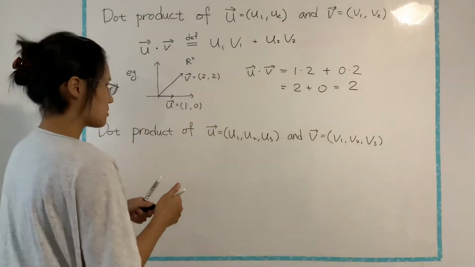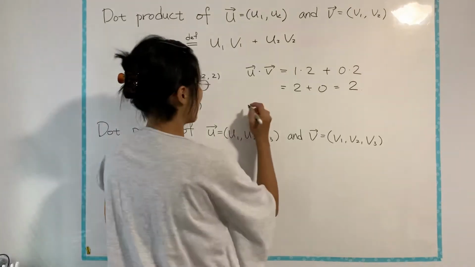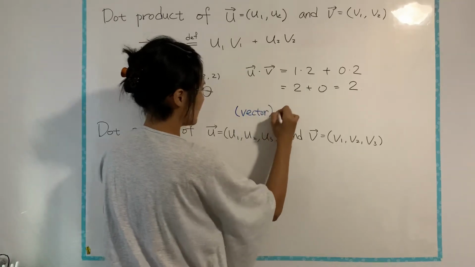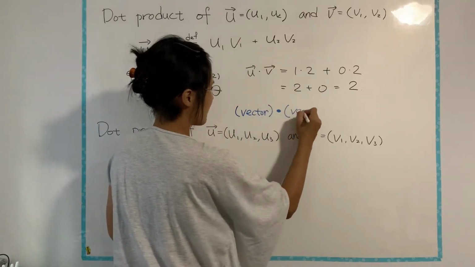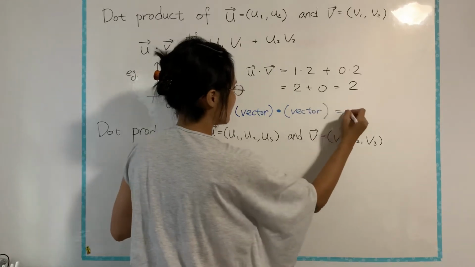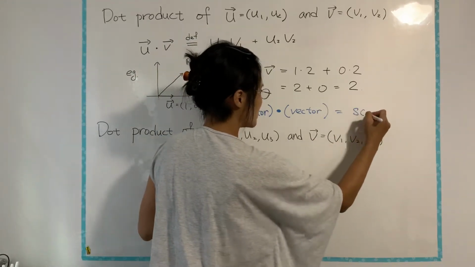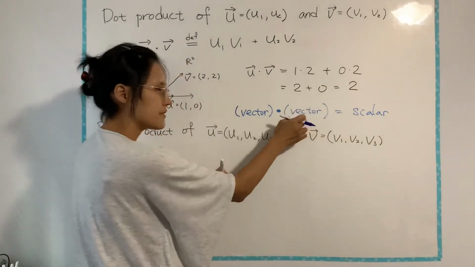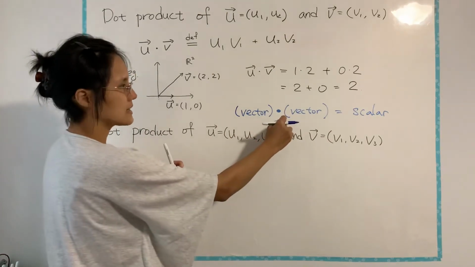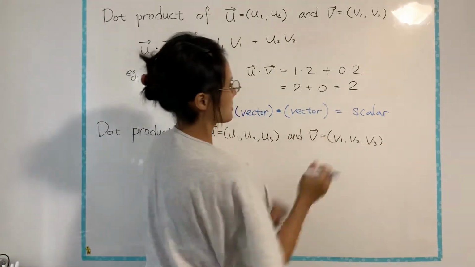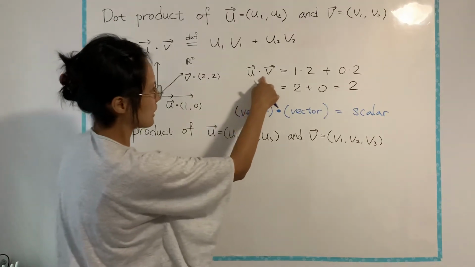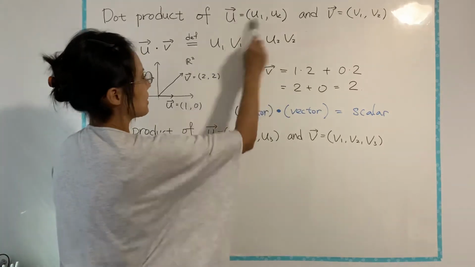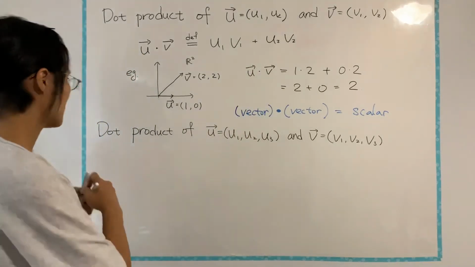Now I want you to pay attention that for dot product, it is a vector dot a vector, and the result is a scalar, meaning a number. Remember, a vector is a directed line segment. A scalar is just a number. So you can see when I have a vector dot another vector, I get a scalar, and this tells me how big or how small the scalar is.